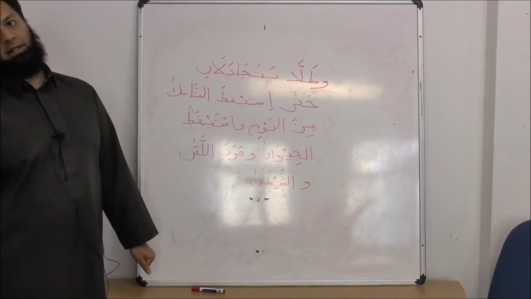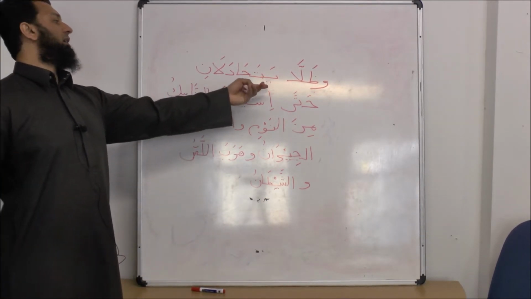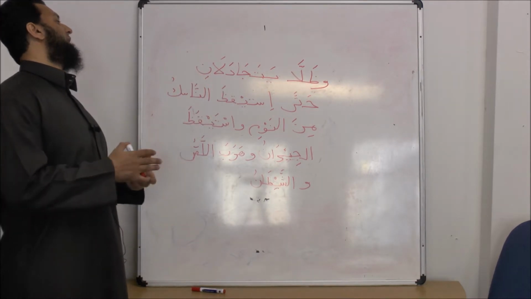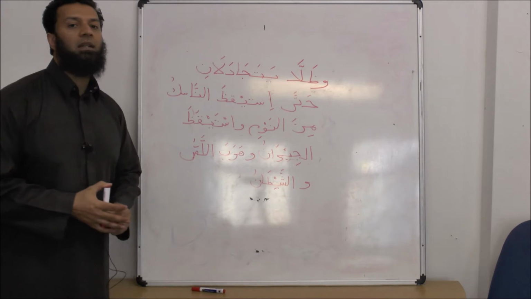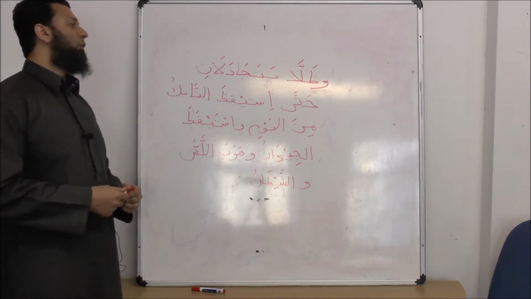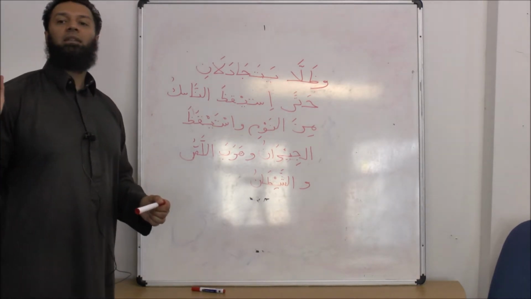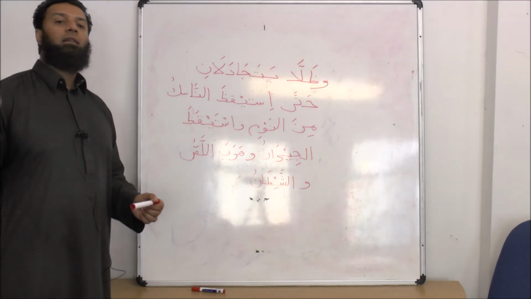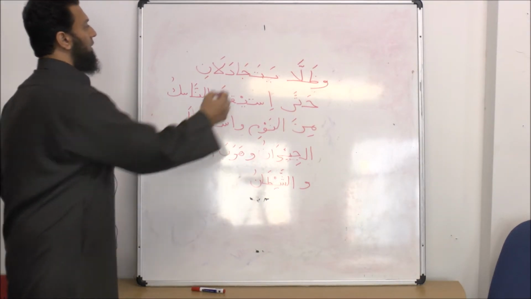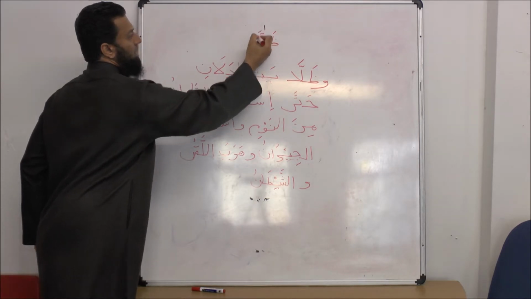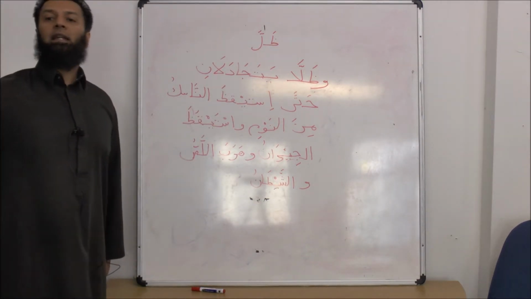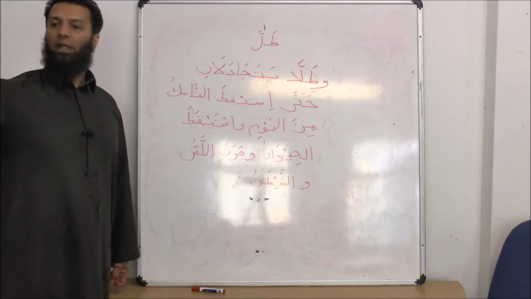That's the final sentence. وَظَلَّ يَتَجَادَلَانِ. ظَلَّ. What type of word is ظَلَّ? فعل الماضي. The actual verb is ظَلَّ. ظَلَّ means he remained or he stayed.